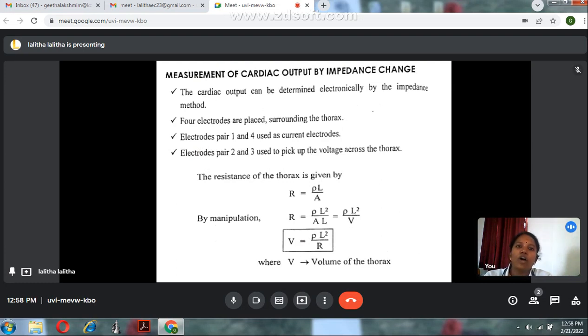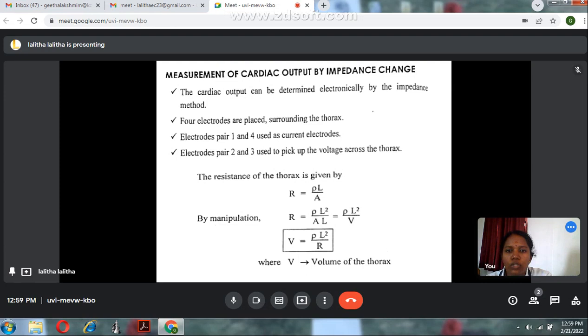Next, measurement of cardiac output by using the impedance change. By using the impedance change we can calculate the cardiac output based on an electronic method. Here 4 electrodes are placed surrounding the thorax. Electrode pair 1 and 4 are used as the current electrodes, and electrode pair 2 and 3 are used to pick up the voltage across the thorax. So the cardiac output can be determined electronically by the impedance method.